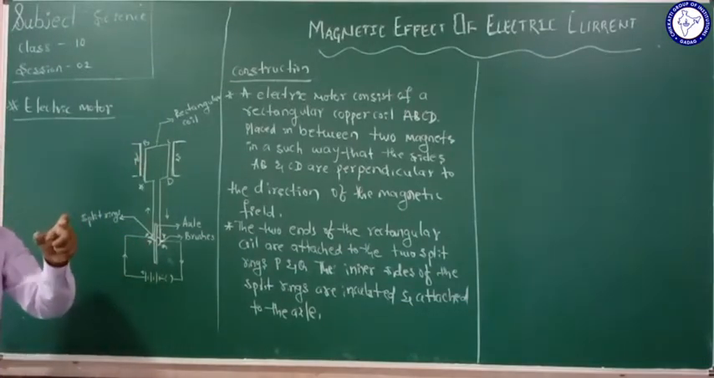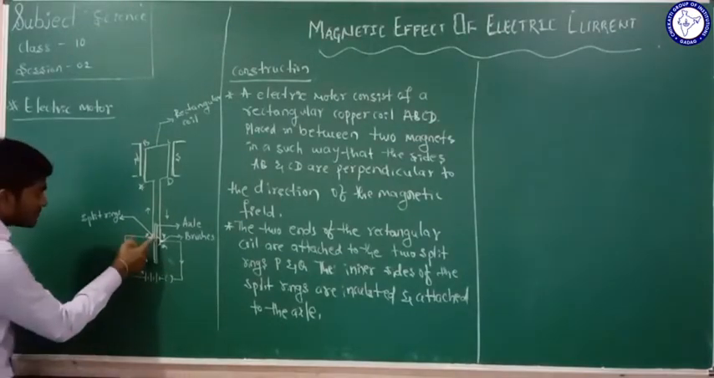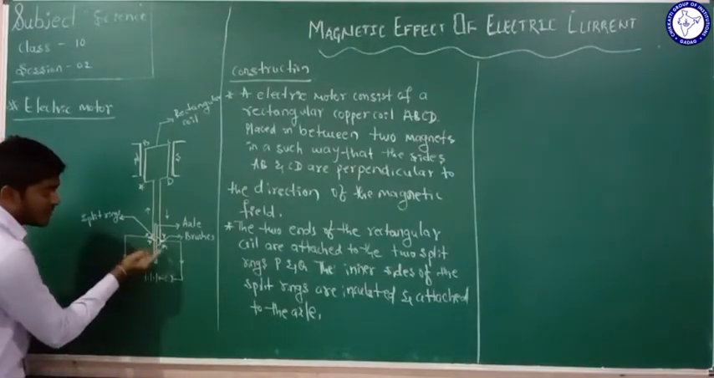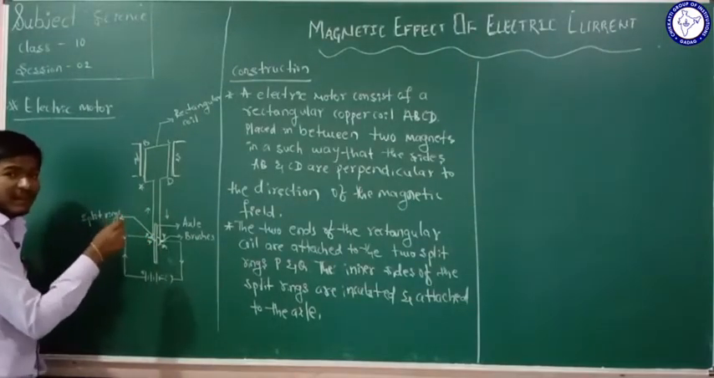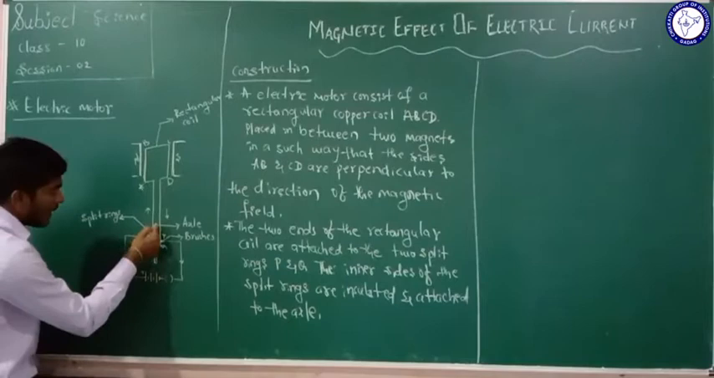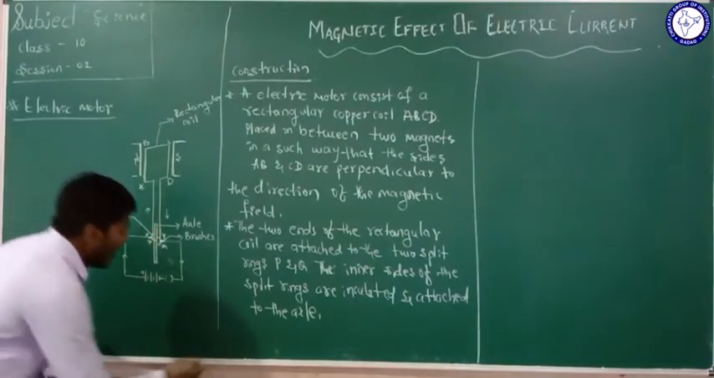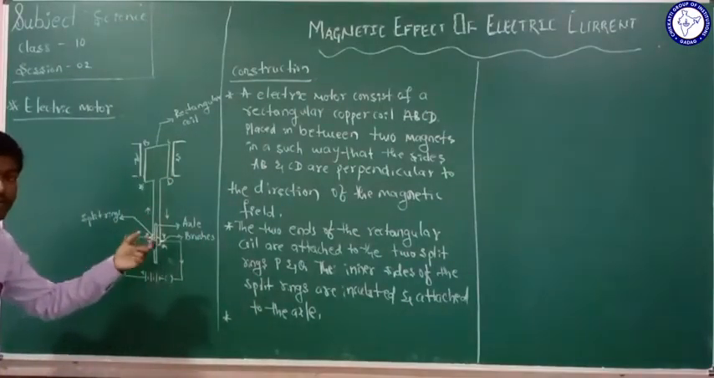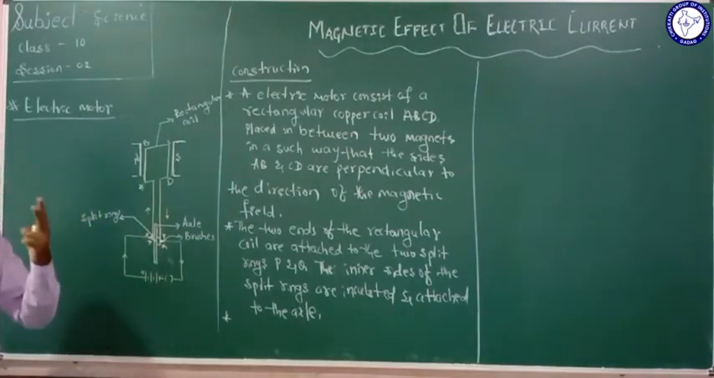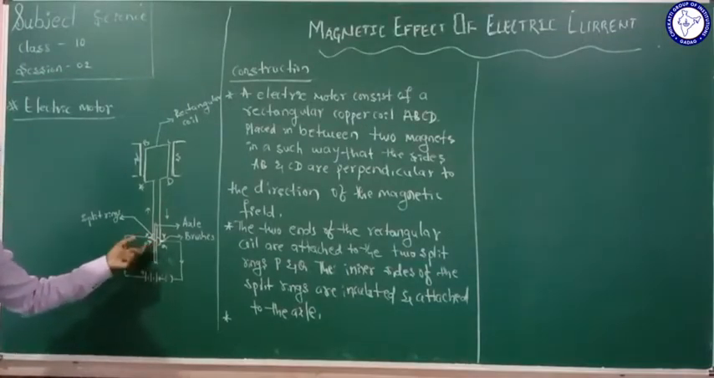These are the half rings here, the two split rings P and Q. The inner sides of the split rings are insulated and attached to the axle. And next, see here, the two split rings have the stationary brushes called X and Y. See here, these are stationary brushes.